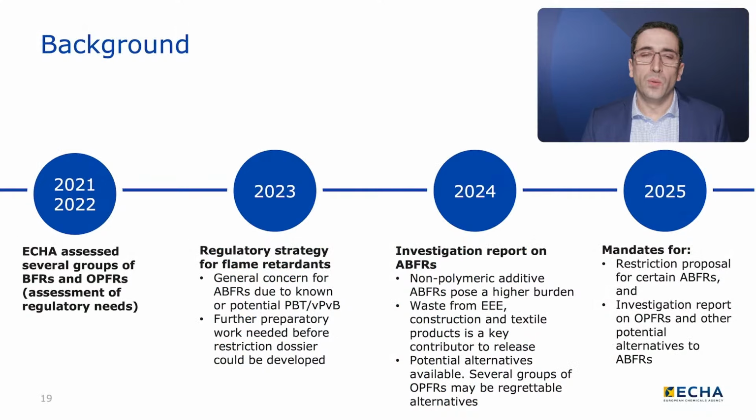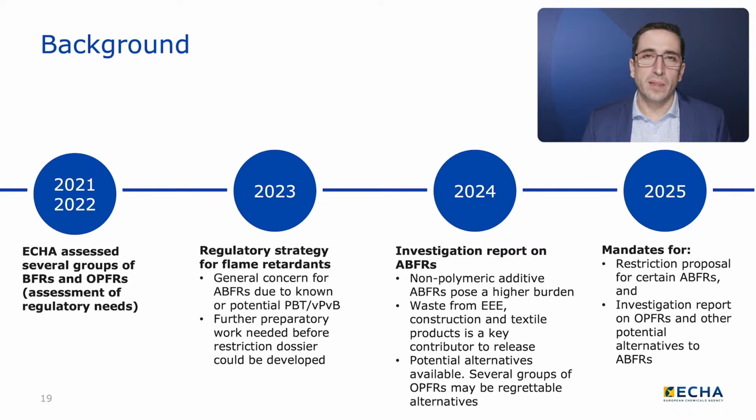During 2021 and 2022, ECHA assessed several groups of substances created around brominated flame retardants and organophosphorus flame retardants that were not previously regulated. The conclusions of those assessments were collected in reports that are called Assessments of Regulatory Needs. Next, in March 2023, ECHA published the Regulatory Strategy for Flame Retardants. This regulatory strategy builds further on the conclusions from the previous assessments.